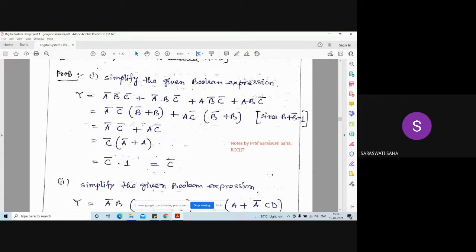One expression is given here. Just try to solve it and you will get C complement. Just do it. Here De Morgan's theorem is not used. Here just simple laws are used.